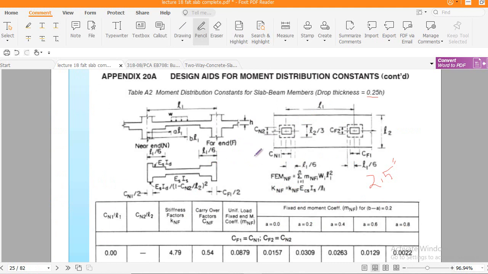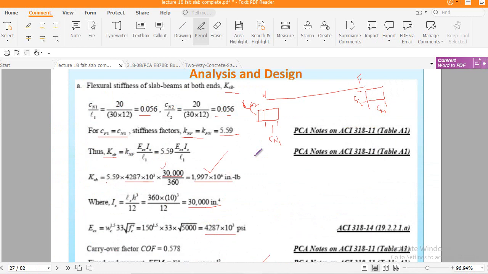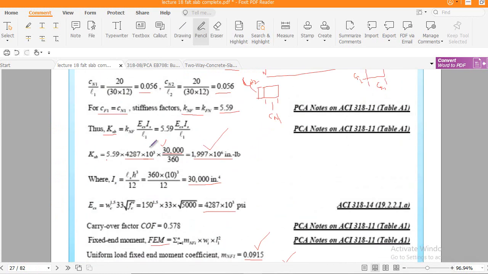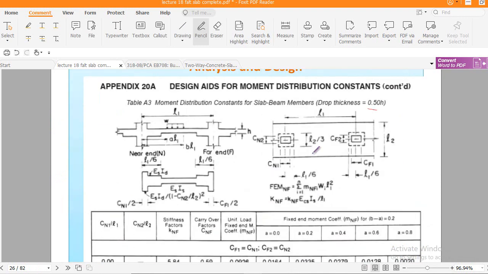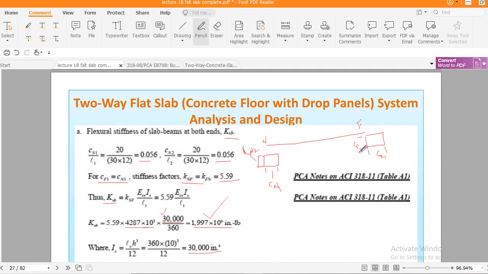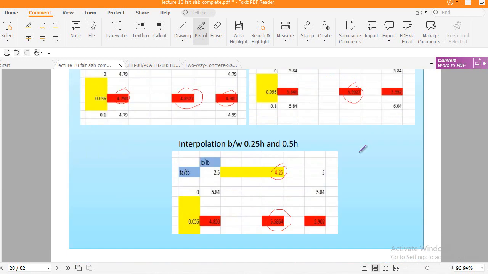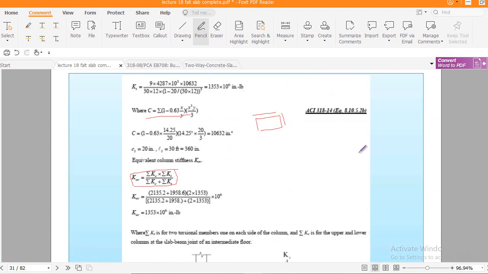Okay, so I already explained. I calculated basically the stiffness K value, K and B value, and how to use it, right? Today we will explain these tables and what these values are in a little more detail. So in that lecture we started the coefficients of fixed end moment.